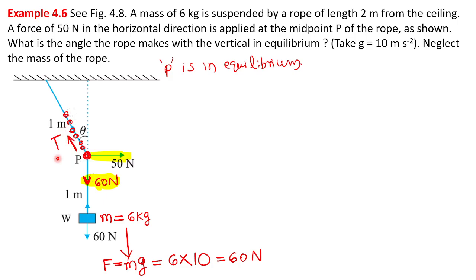The tension will always be there. If the tension is not there, what happens? P will escape from the rope. If no tension, no backward force. If no backward force, P will be separated from the rope. P is not separated, so somebody is pulling backward. That is said to be tension. Is that okay? All of you clear? Tension is okay.